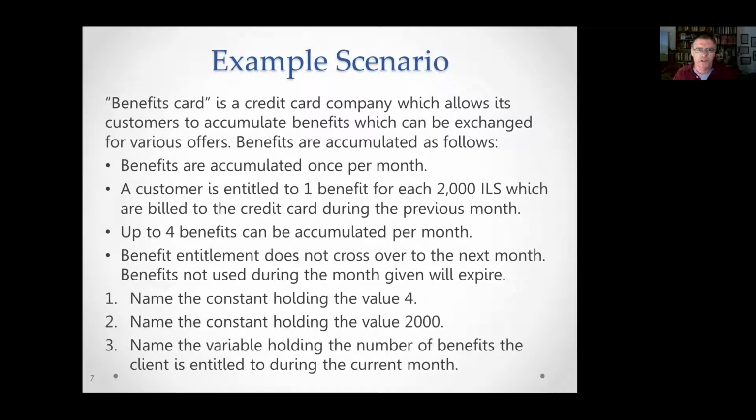Here's an example scenario. I won't read it all to you, but essentially this describes a credit card company where users of the credit card can accumulate benefit points by using the card. Specifically, they get 1 point for each 2,000 shekels that they charge on the credit card, up to a limit of 4 benefits per month. Given this scenario, we asked the experiment participants to give 3 names. First, name the constant holding the value 4, then name the constant holding the value 2000, and finally name the variable holding the number of benefits the client is entitled to during the current month.